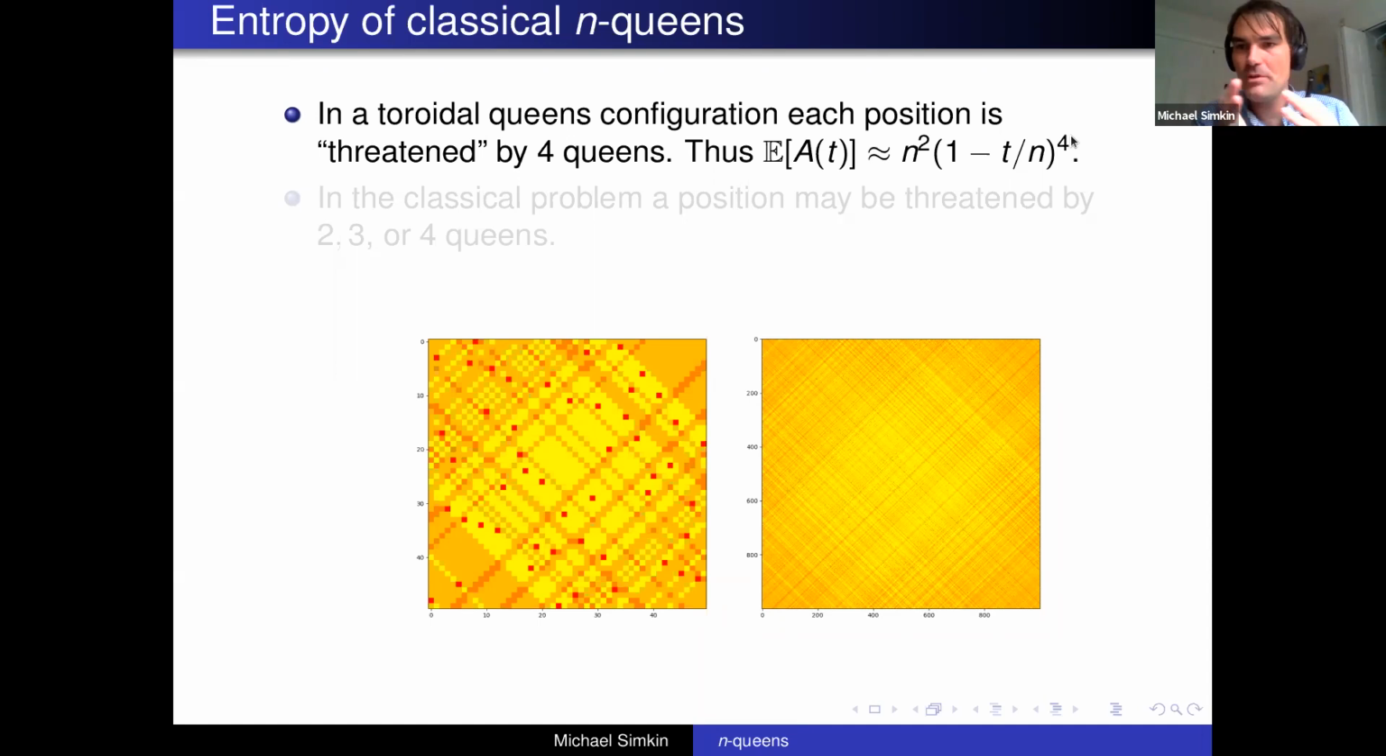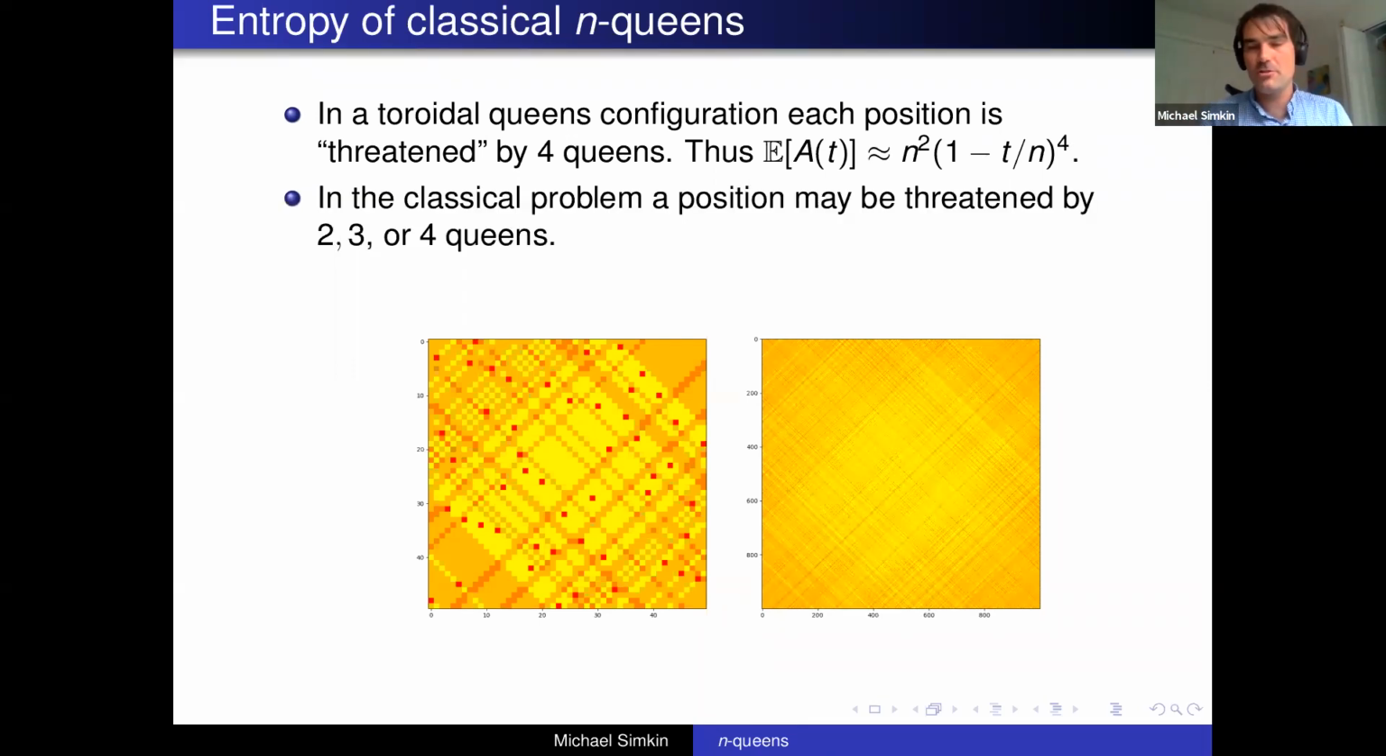The reason I was able to make this calculation is because of the symmetry of the torus. All n squared positions are exactly the same. They're all threatened by 4 queens in a complete configuration. But this is simply not the case for the classical problem, which is why you can't apply the entropy method directly. In the classical problem, because of this issue with only n queens but 2 times n diagonals, not all the diagonals are occupied.